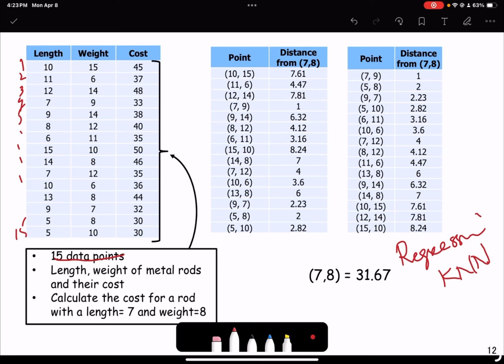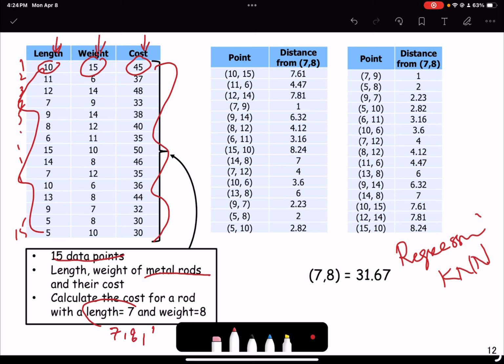These data points represent the length and the weight of metal rods, and their price or cost. So the length of the rod, the weight of the rod, and its cost depending on different qualities. What we have to do is calculate the cost for a rod which is not within this data set. This is a new rod with a length of 7 and a weight of 8, and we have to estimate what would be the cost of this metal rod.